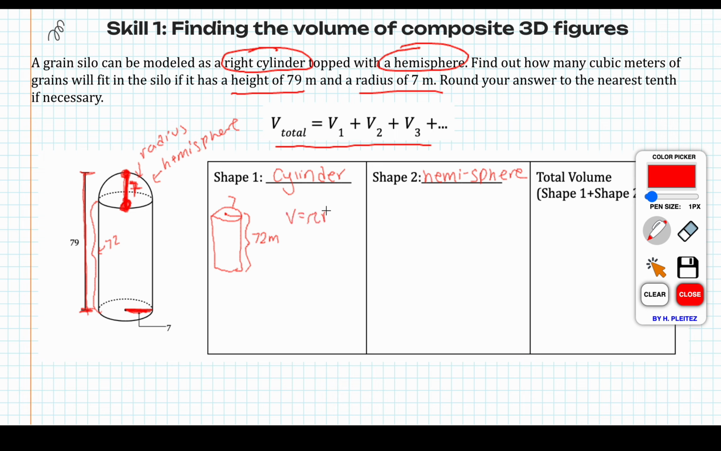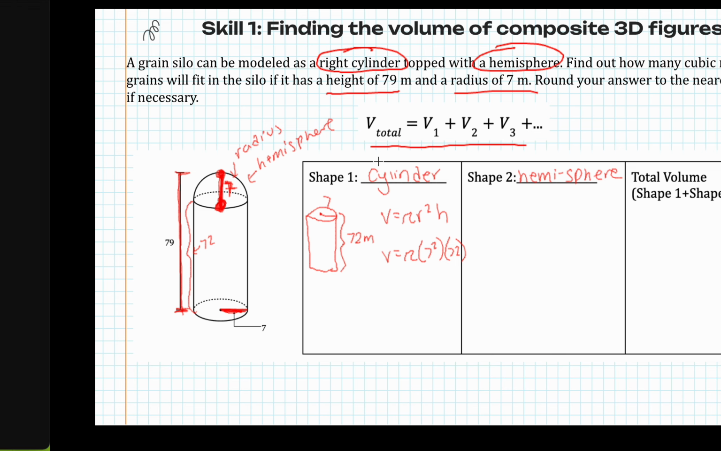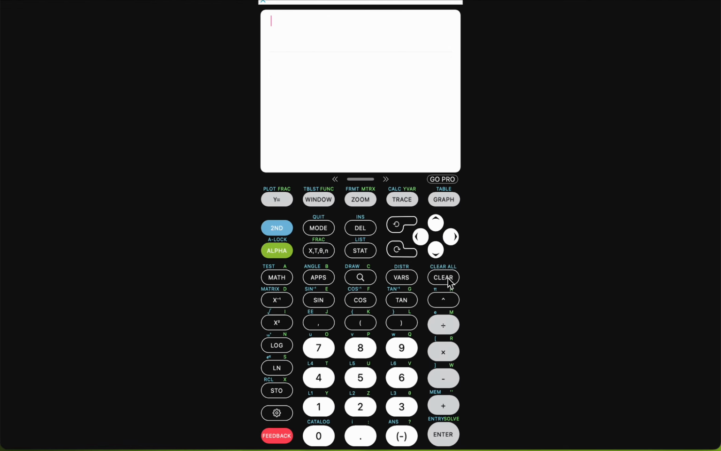So we write that out, pi r squared times h. We already know that our radius is 7, so we're going to square that, times the height of our cylinder, which is 72. And since we're rounding it to the nearest tenth, that means that we're going to put pi into our calculator as well. So when we go to our calculator, you can literally type all of this in.